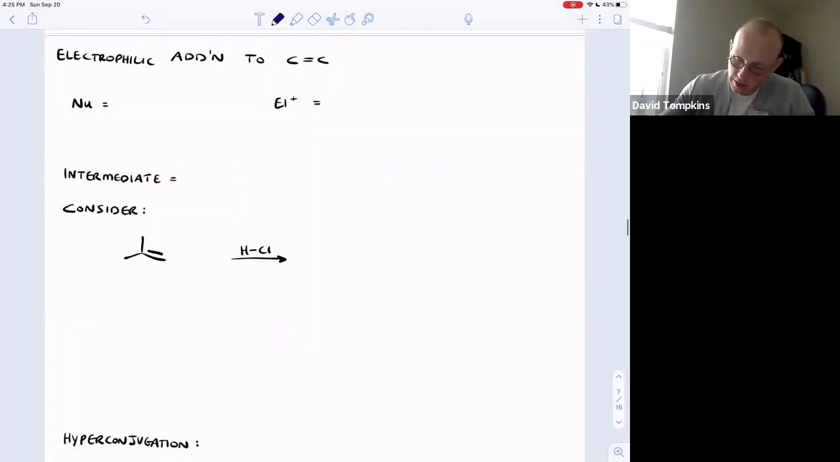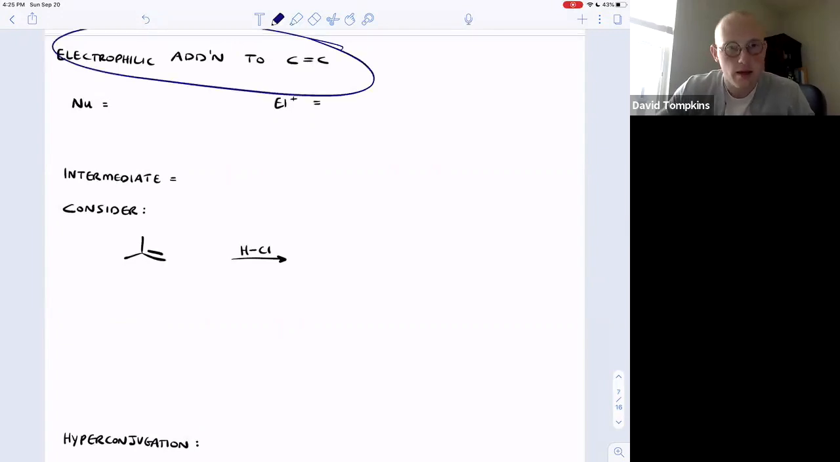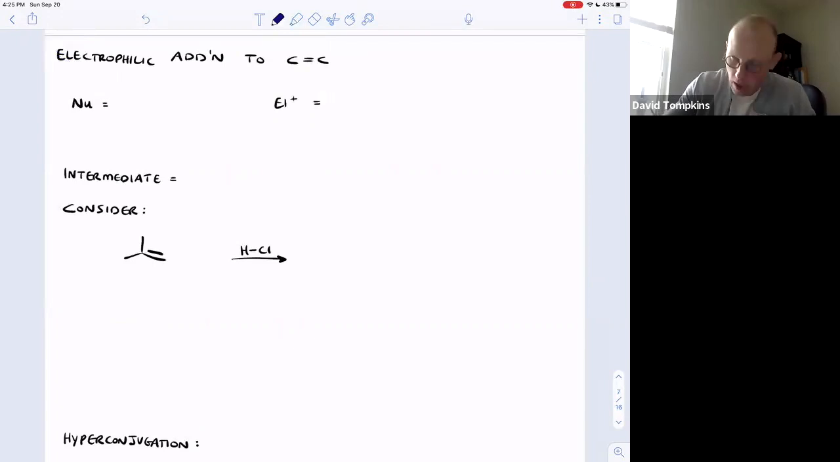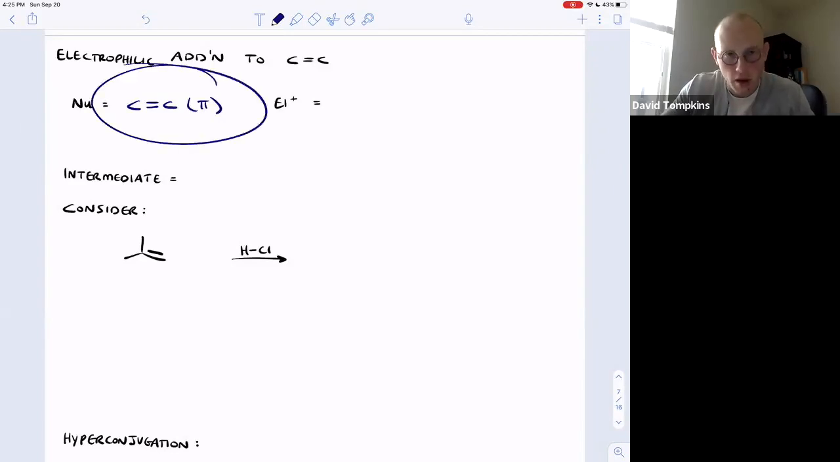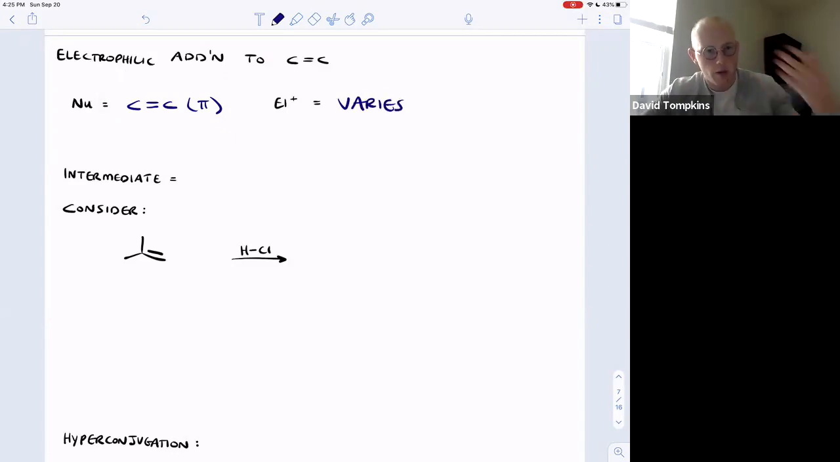So electrophilic addition to alkenes is the entire next chapter, and we're starting it barely before this exam. And the nucleophile on every one of these reactions is a carbon-carbon pi bond. That's the common denominator between all of them. The electrophile is going to vary, and we're going to do different types of electrophiles, but we'll always be adding it to this carbon-carbon double bond.